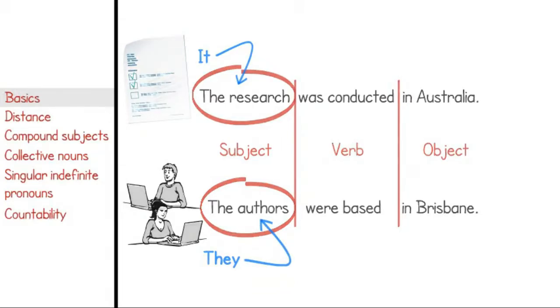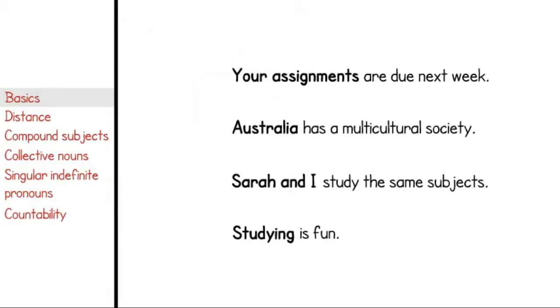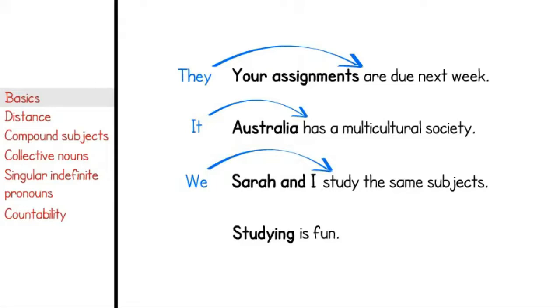Let's practice that. What pronouns could you use in the following sentences? For your assignments, we could use the pronoun they. For Australia, it. And for Sarah and I, we. In the last example, studying is a gerund. It looks like a verb, but it is working as a noun, and we can use the pronoun it. Did you get them right? If so, then you shouldn't have much difficulty with subject-verb agreement in basic sentences. Of course, not all sentences are that simple. Let's look at some more complicated situations.